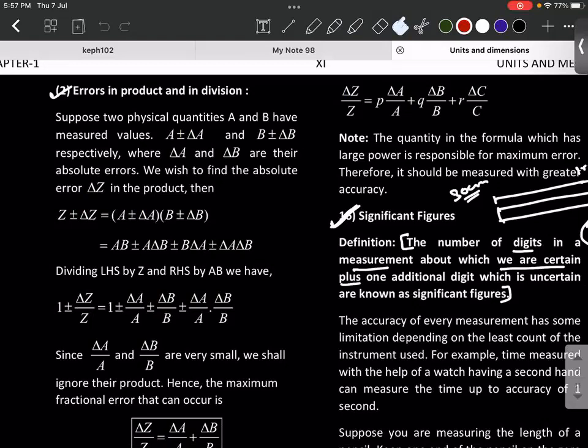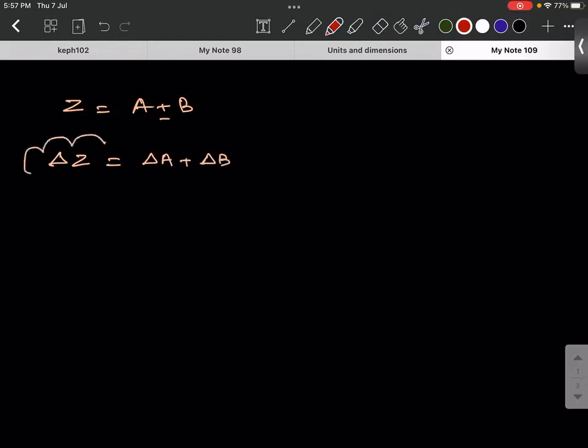Try to understand my question. So Z is equal to A plus B or A minus B, for example. Then what will be the absolute error occurring in Z? It will be the error that has occurred in A plus the error that has occurred in B. This is applicable whether you have A plus B or A minus B.